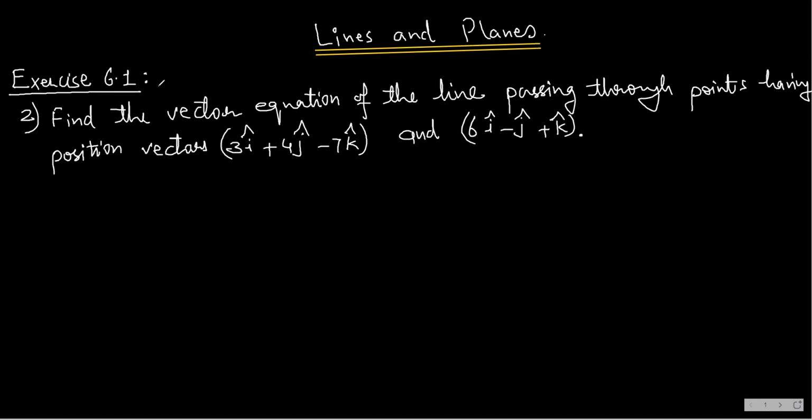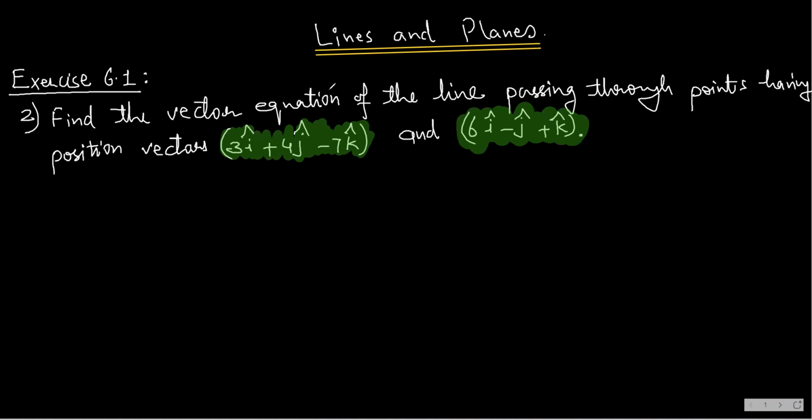So here we have exercise 6.1, question number 2. See what the question is. The question here is, find the vector equation of the line passing through points having the position vectors 3i cap plus 4j cap minus 7k cap and 6i cap minus j cap plus 3k cap. What are these two? They are the position vectors of points given on the line.